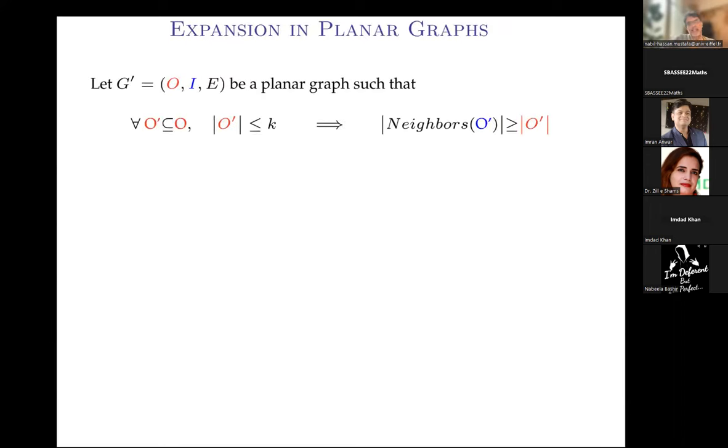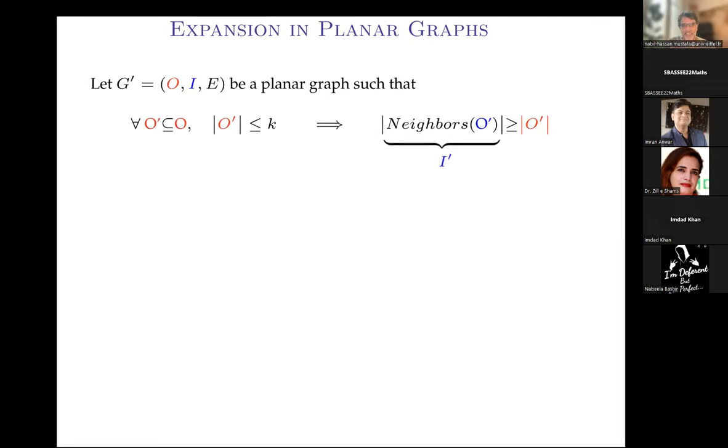So let me just restate it again. Forget about the algorithm. Now we've turned it into a combinatorial question. I give you a planar graph with a set of red vertices O. In the back of our mind, O corresponds to the optimal answer, and I is our solution from the k local search. They have this property that for all subsets of size at most k in O, when you look at their neighbors, it's a bipartite graph between O and I. And I tell you that all subsets of size at most k are expanding in G prime.